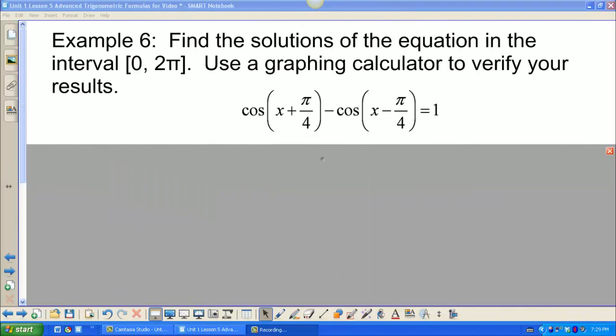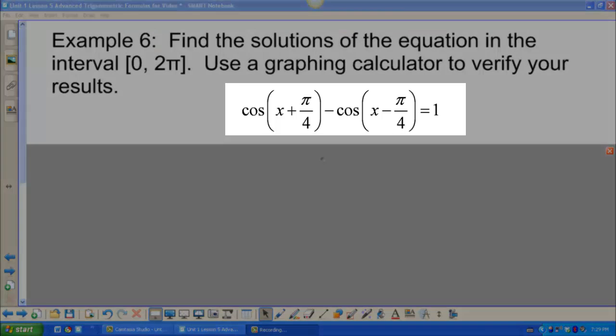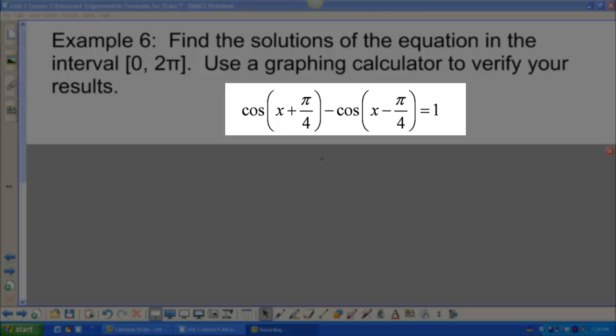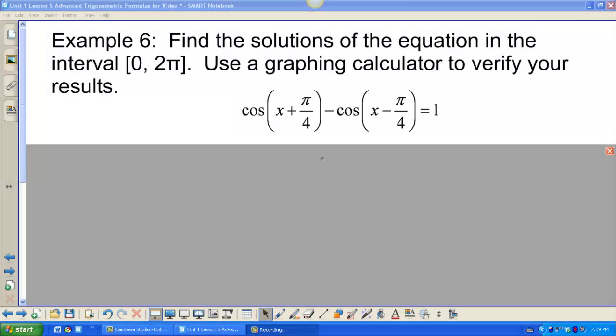We did it. We made it to the last example. Welcome to example 6. We're going to find the solutions of the equation in the interval from 0 to 2 pi. So we don't need to find the general solution, just all of the solutions within one revolution. We're going to use a graphing calculator to verify our results. So I have the cosine of x plus pi over 4 minus the cosine of x minus pi over 4 equals 1.